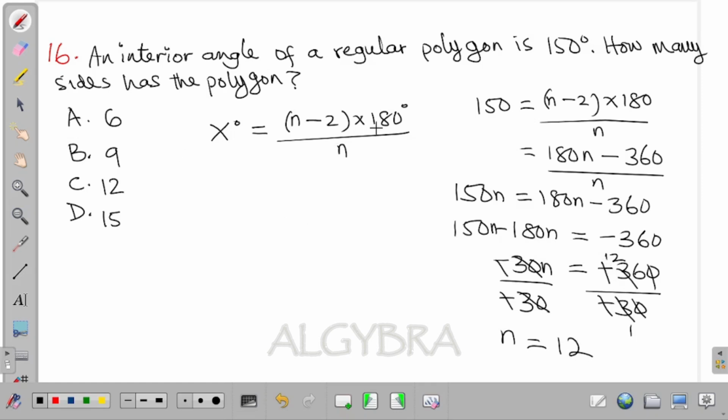So therefore the regular polygon that has an interior angle of 150 degrees has 12 sides. So that is that for this question.